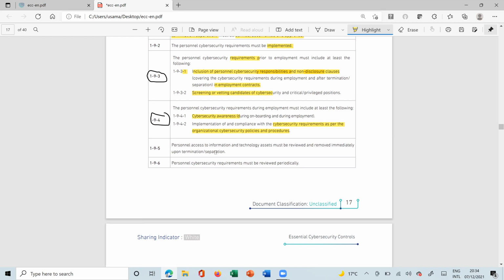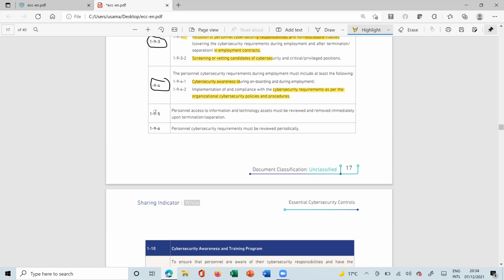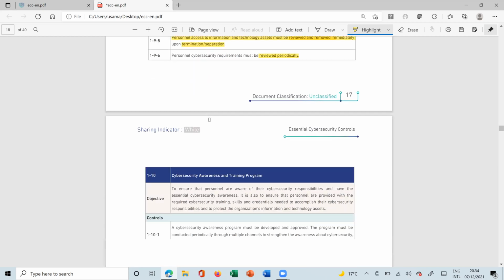Then in control number 5, the personnel access information should be reviewed and removed immediately upon termination. Upon termination, you have to remove his username and password, so he will not be able to access these resources after he receives the termination letter. Finally, in control number 6, review these requirements periodically.